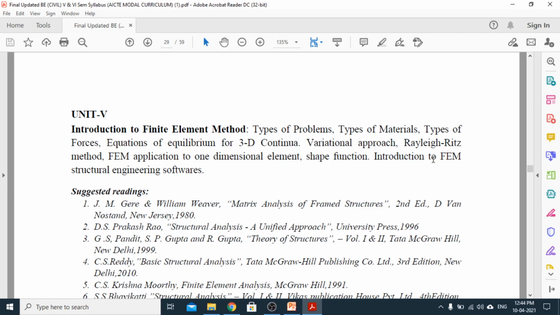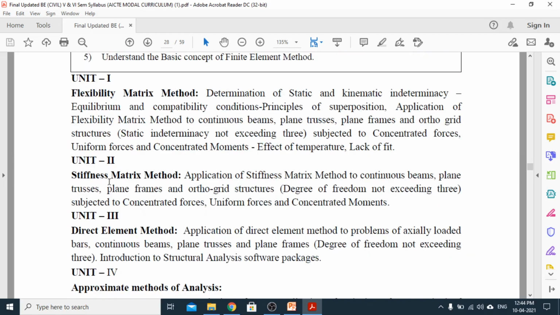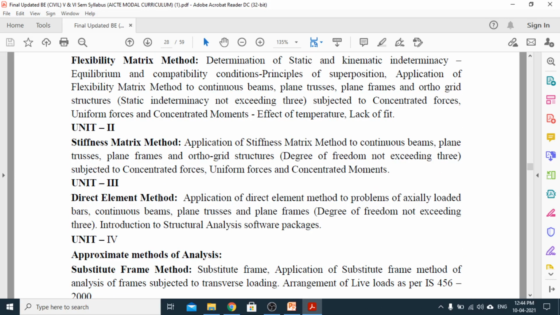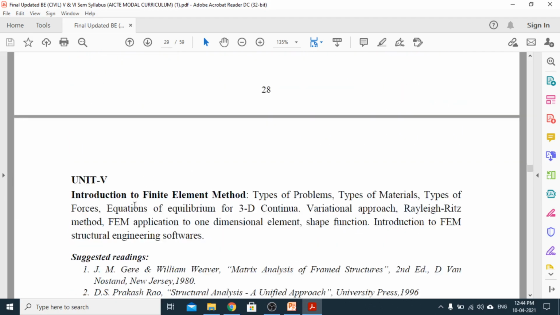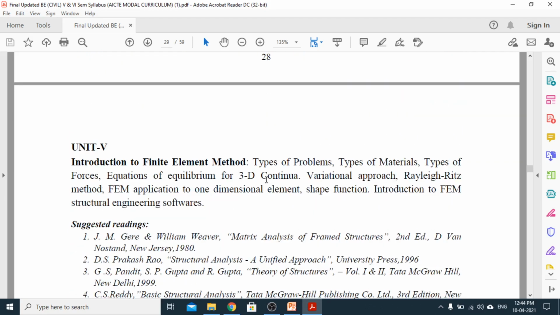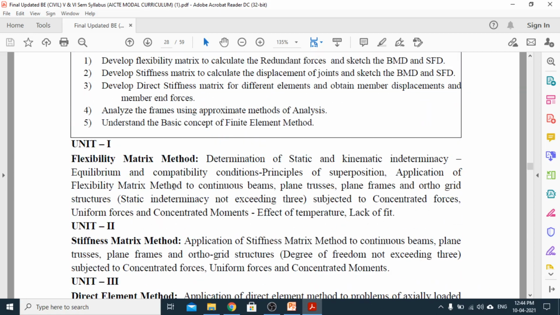Okay, so all these things we'll be seeing in this unit. All right. So first unit is flexibility matrix method. Then we have stiffness matrix method. Then direct element method. Then approximate method of analysis, as I told you. Then again finally we have introduction to finite element method. Okay. So we'll see the first unit, that is flexibility matrix method. What is flexibility matrix method and what is static indeterminacy, kinematic indeterminacy? All these things we'll see in this presentation.